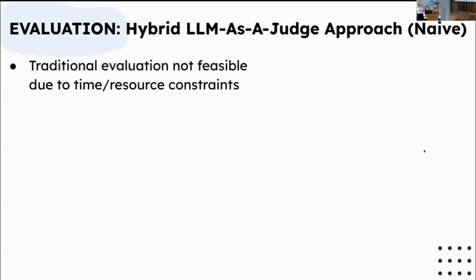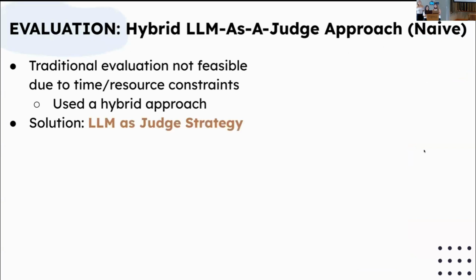So for our RAG pipeline, we weren't able to use traditional evaluation methods due to time constraints and resources. As a result, we weren't able to create a data set with ground truths that reflected domain expertise. But instead, we turned to a hybrid evaluation approach using the LLM as a judge strategy, which uses a large language model to evaluate responses based on a rubric with specific criteria. This gave us a way to evaluate our prototype efficiently without relying on time-intensive human review.